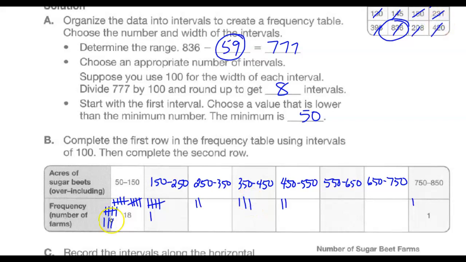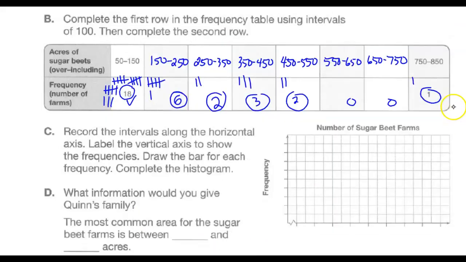And then let's check it out. So 5, 10, we've got 18, which we said. This would be 6, 2, 3, 2, 0, 0, 1. And that would be 18, 26, 29, 31, 32. So you always want to check to make sure you've entered all of that data.